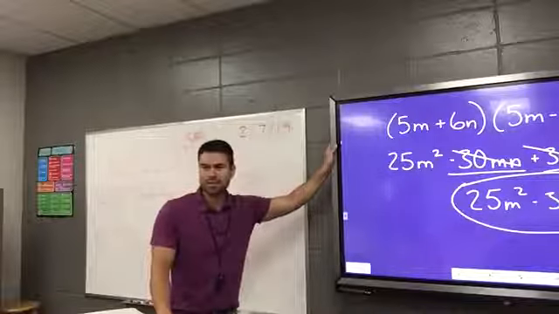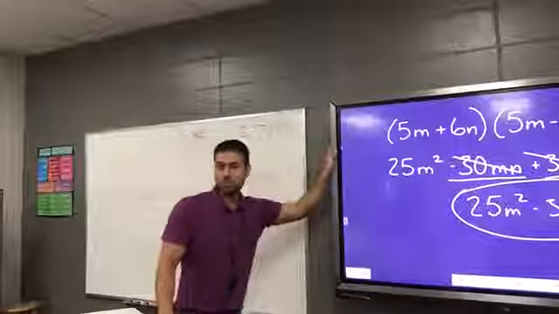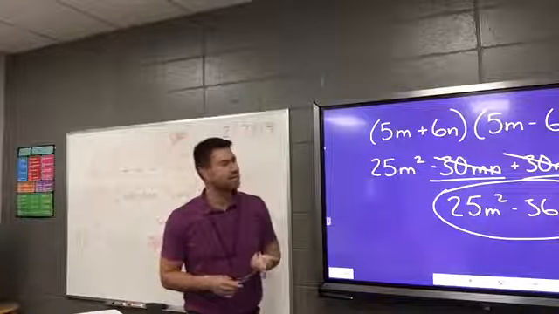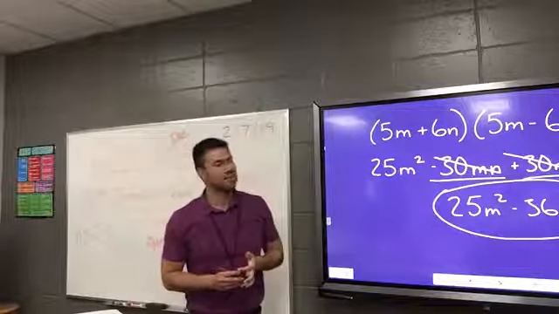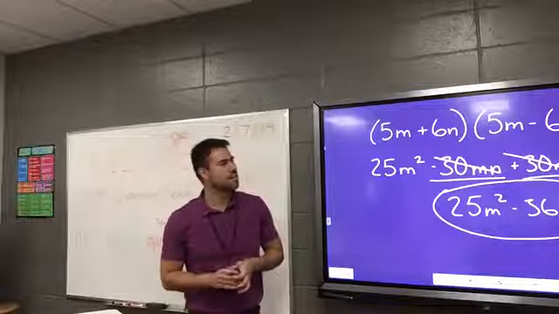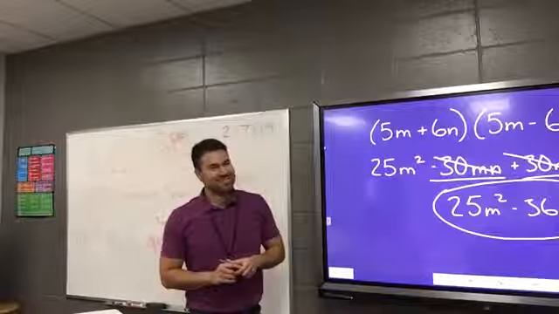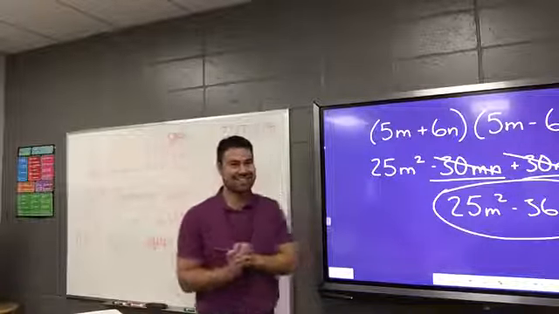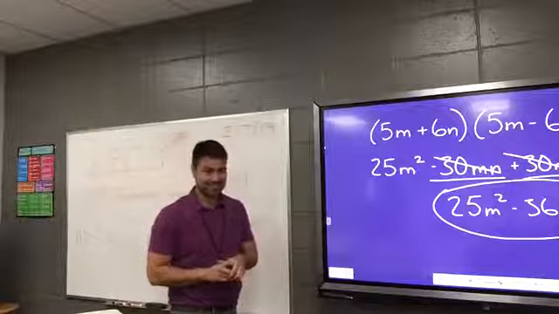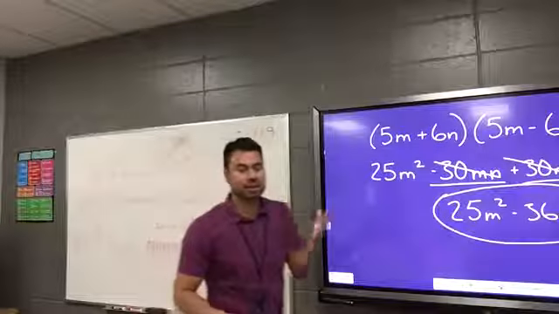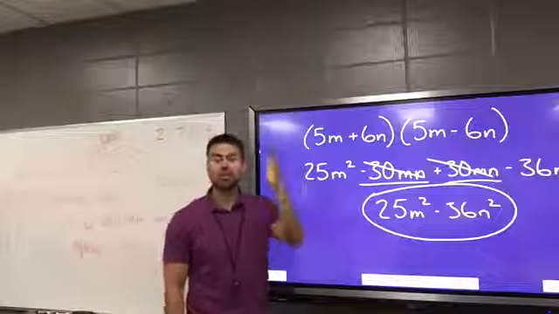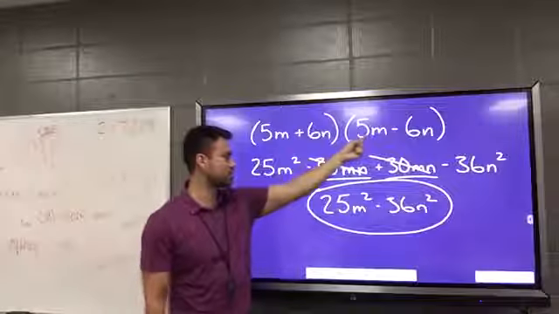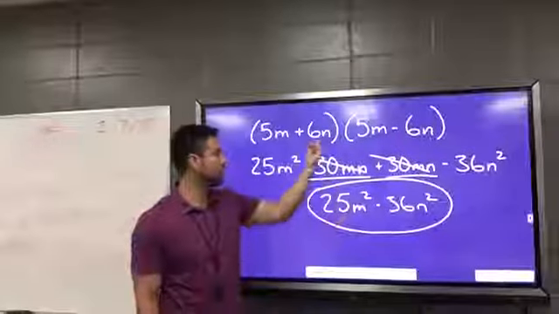Is there a shortcut on this? Yes. Someone give it to me. Explain it to me. I want it. Okay, so what you do is you square 5, 5 times 5 equals 25m squared. Then you multiply 6 and negative 6. You're saying it right. Why don't you just do F and why don't you just do L? So what are the F terms together? 25m squared.